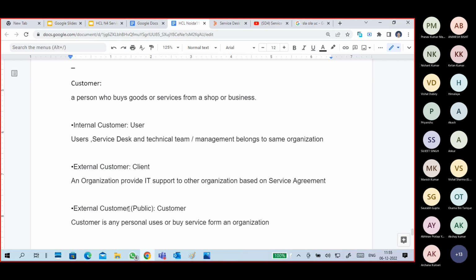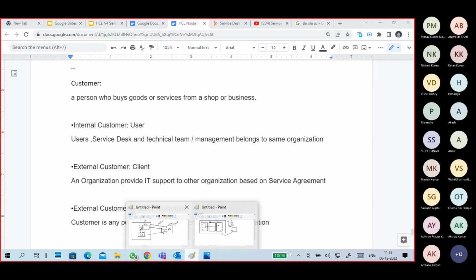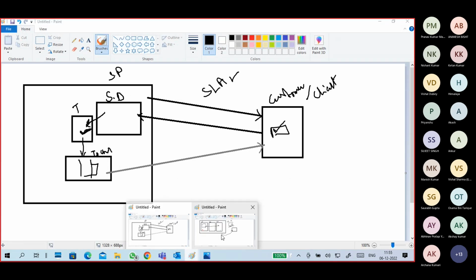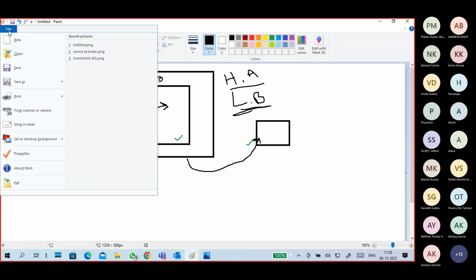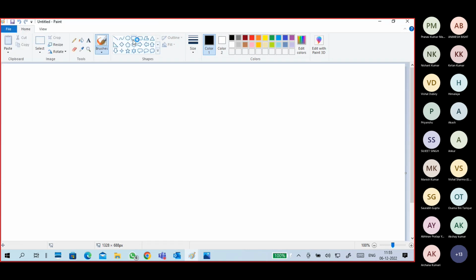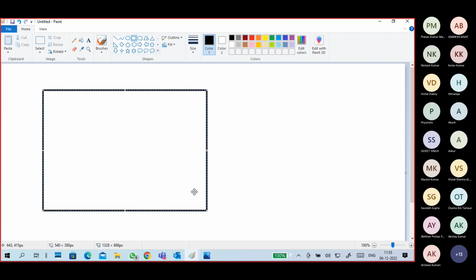The first one is internal customers. Internal customers are like this. For example, I'm working in an organization, right?